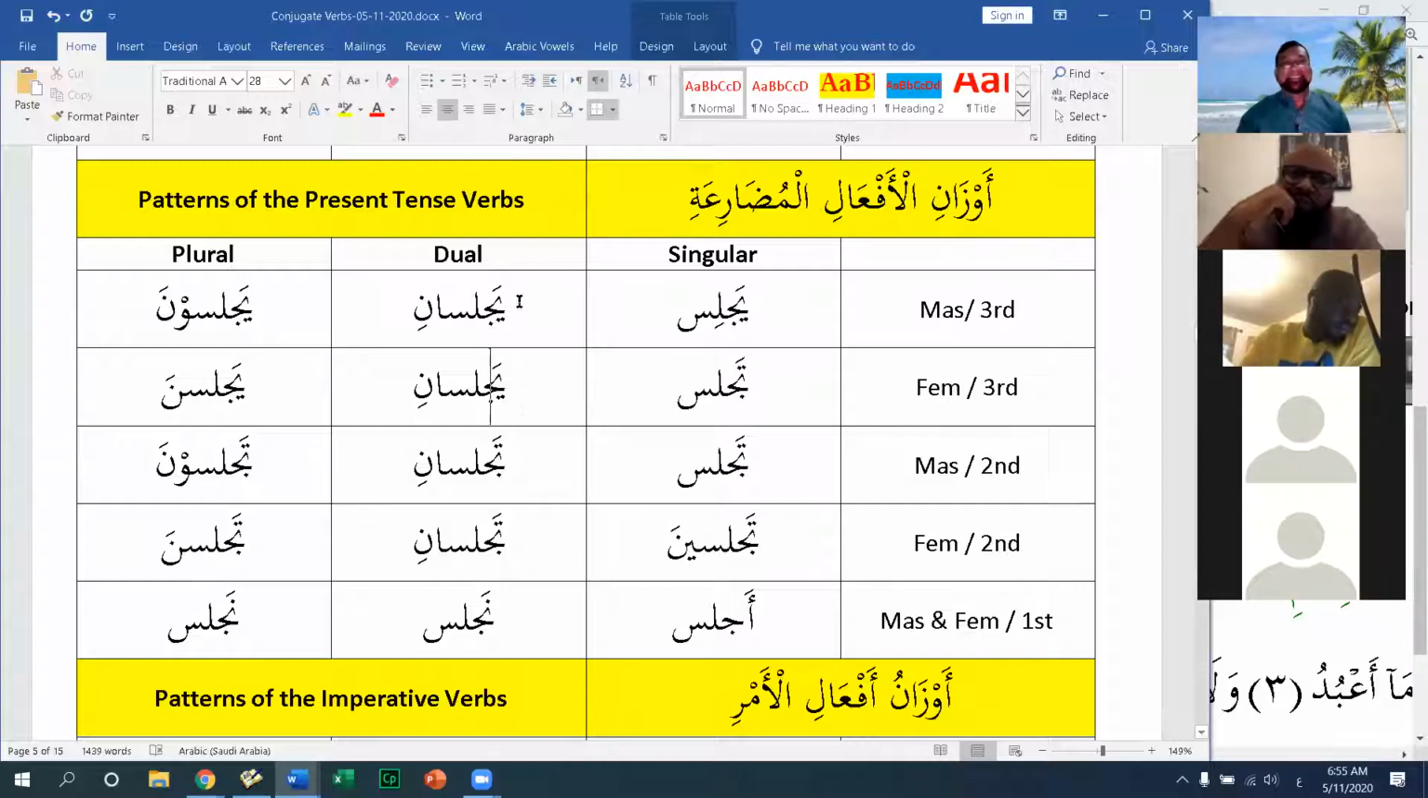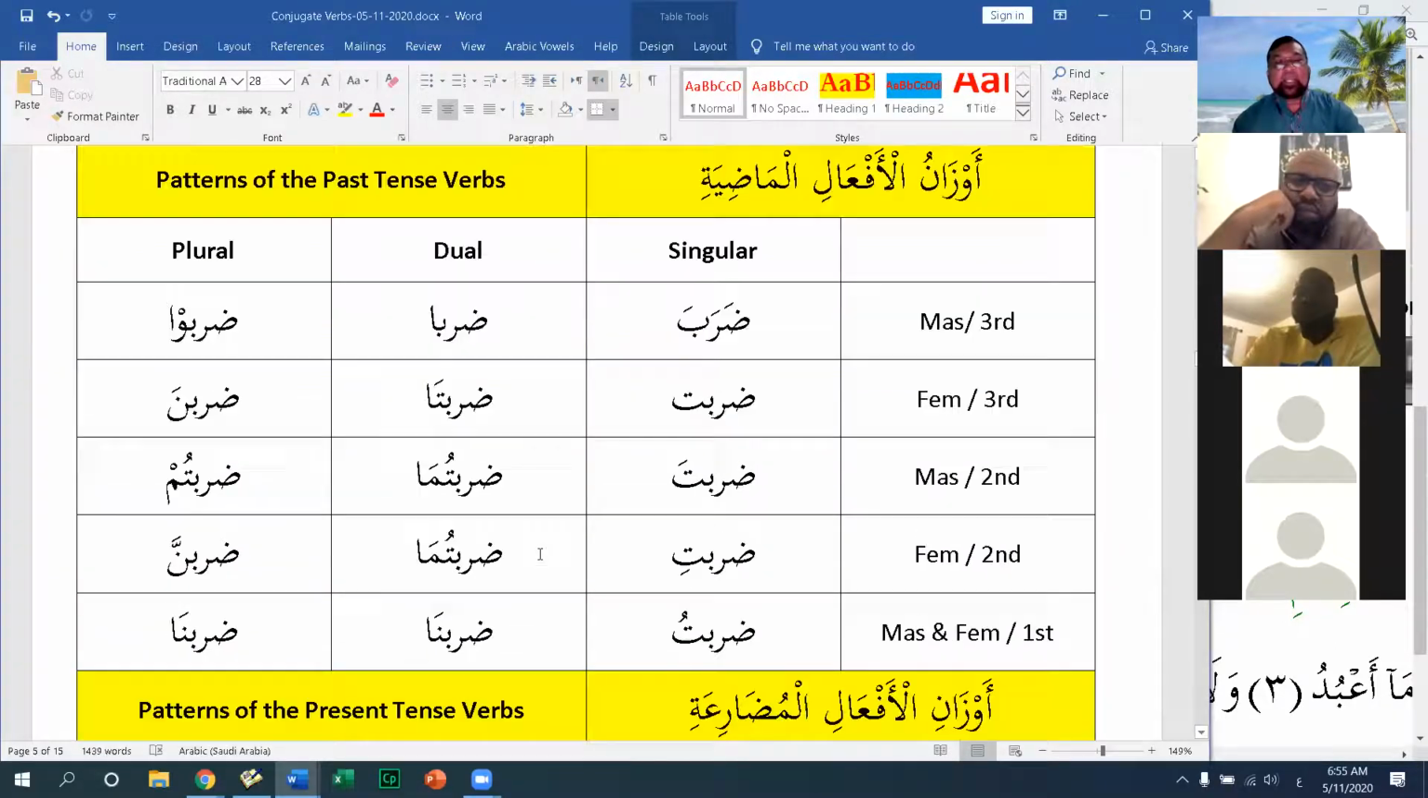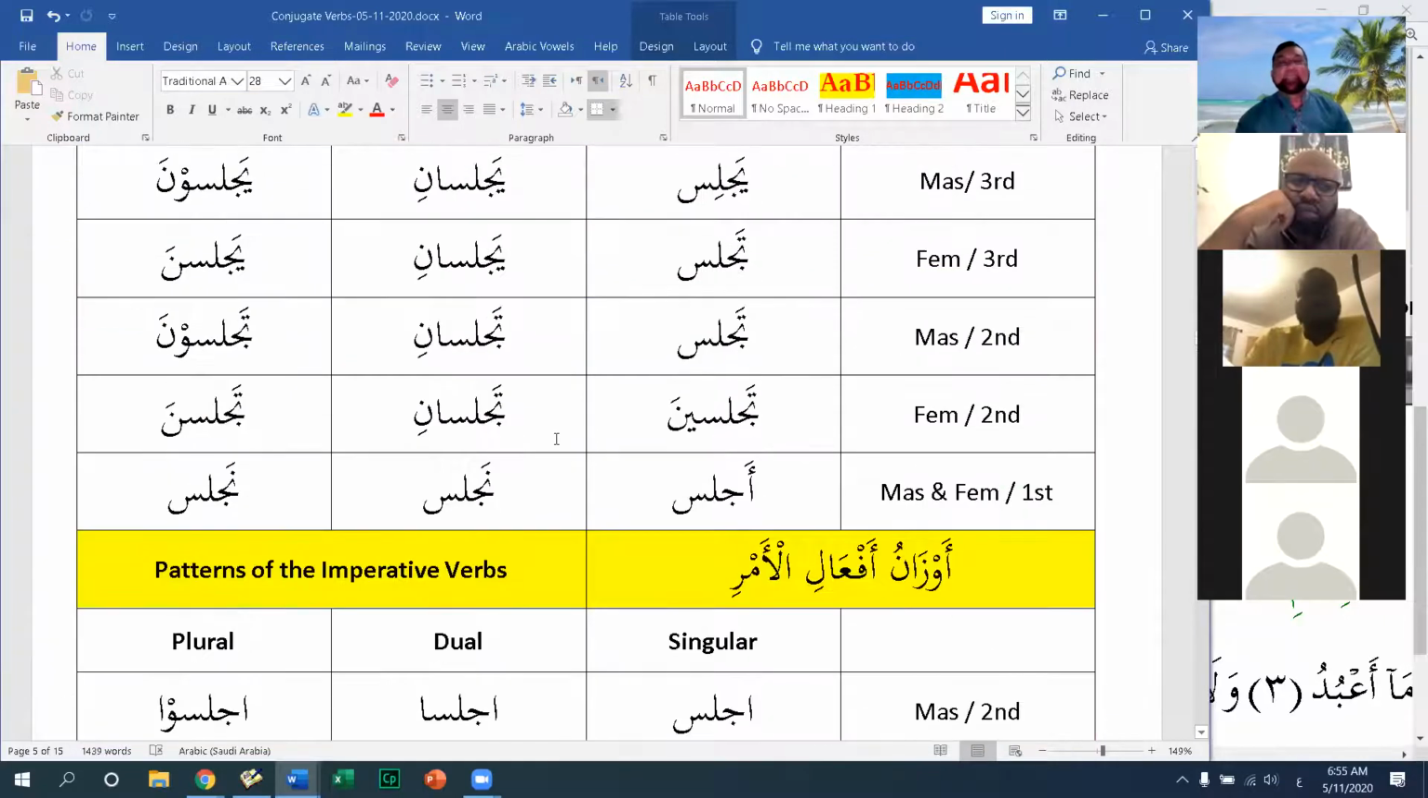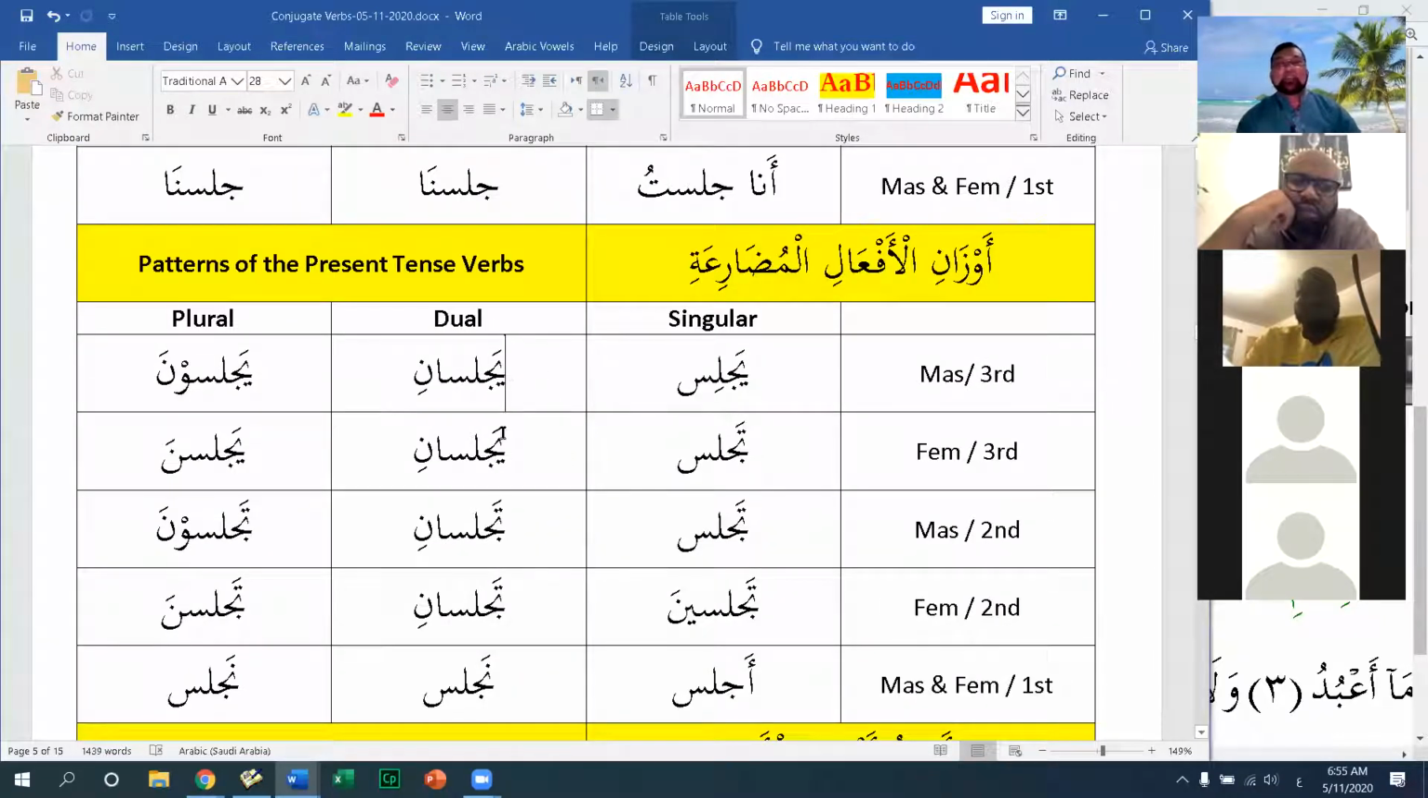I copied it wrong. So this, by the way, feminine third person dual is the same as masculine third person dual. So you would say yajlisani with a ya. I think I copied the template rather than typing it each time. So if you see a ta here, it's actually a ya. I'll fix it in the document and send it again. Huma yajlisani. Okay. Go on.